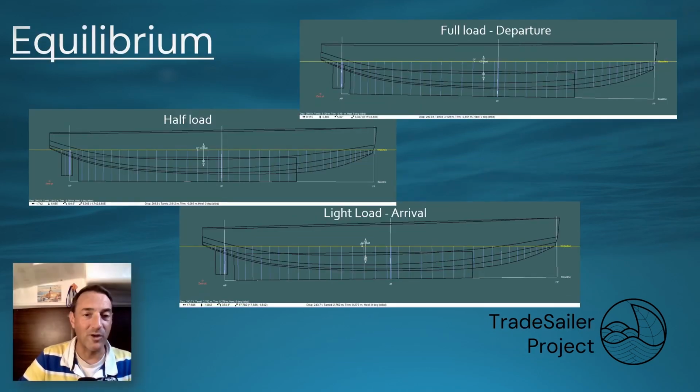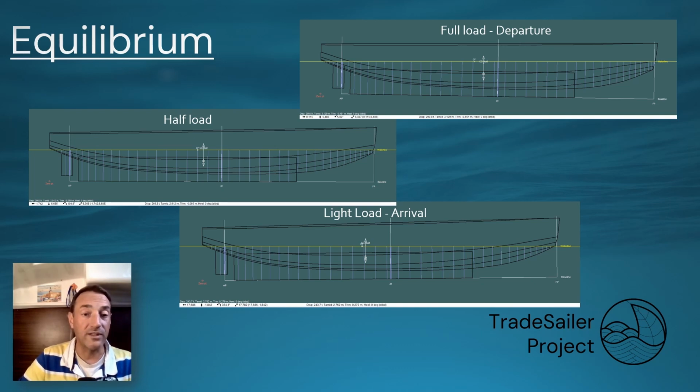So, plonking the boat in the water, the equilibrium condition. I did that for the three loading conditions we determined in the weights and moments step, the last one. This is the full load one, half load, and the light load. A few things we can see. We can see that at full load, the boat sits bow down, which is not preferable. So it's something I would have to correct in the next iteration.